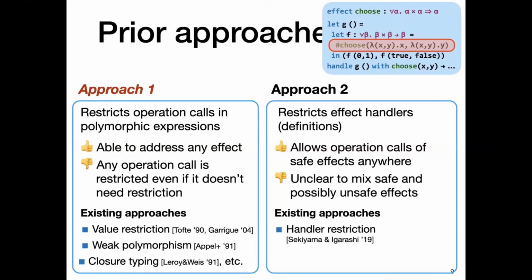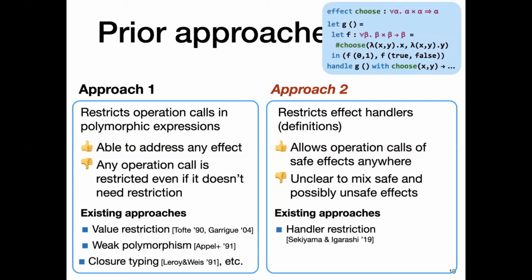However, a disadvantage of these approaches is that they impose a restriction on any effect code. Because, for example, even if the operation call doesn't need a restriction. For example, we found in the previous work that exception and backtracking don't need a restriction, but the approaches in this category don't distinguish effects that need a restriction and effects that don't need a restriction. So they impose a restriction for all effects.